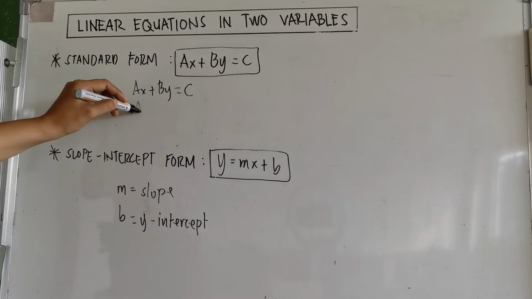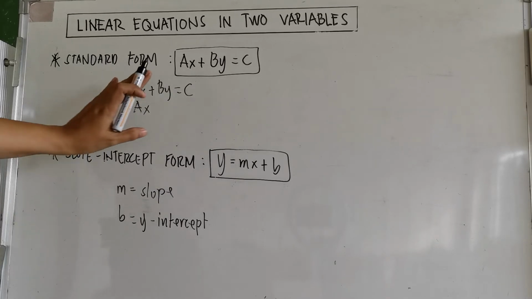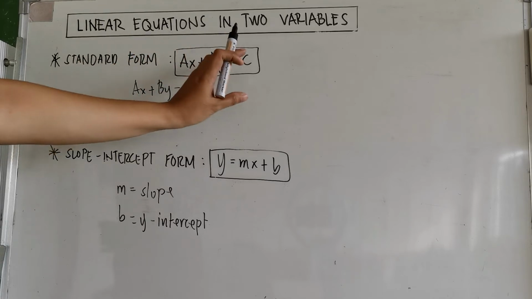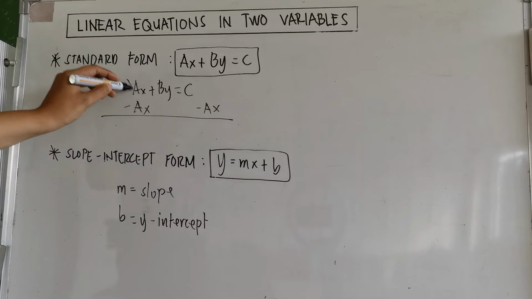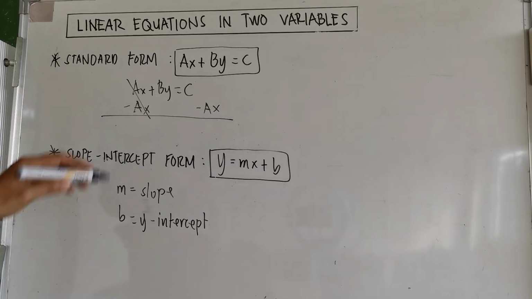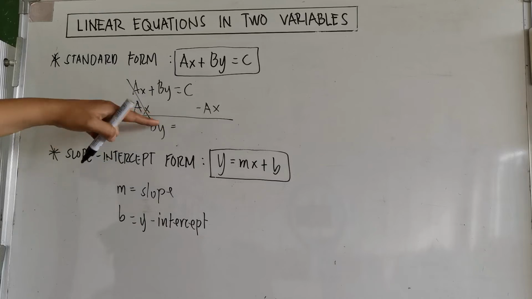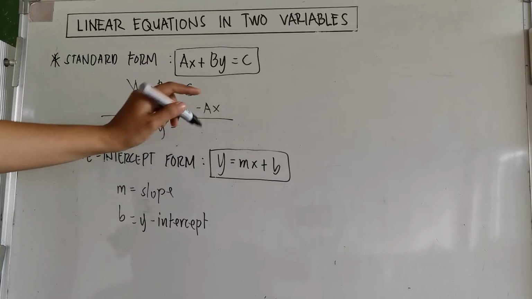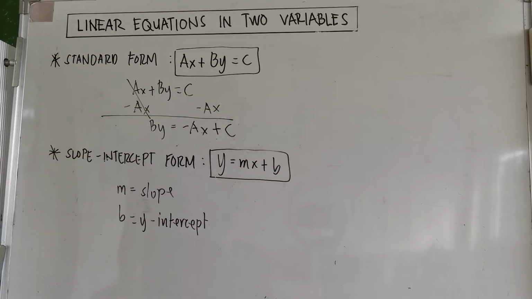So in-add natin siya sa kanyang additive inverse, which is negative ax. Siyempre, kung in-add natin to sa negative ax, i-add din natin yung other side of the equation. Kaya, na-cancel yung ax. Ang natira na lang ay by equals, so since this is constant, we will write first negative ax, then plus c. Okay?